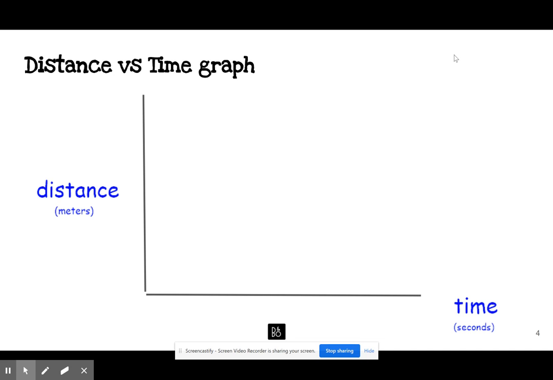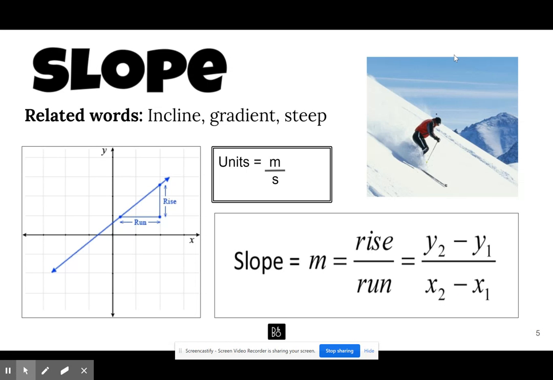We may or may not have seen distance versus time graphs before, but our distance is always going to be on our y-axis, and then our time is going to be on our x-axis. Our vocabulary word for today, one of them, is slope. A related word for slope is incline or gradient or steep. Units would be meters over seconds.